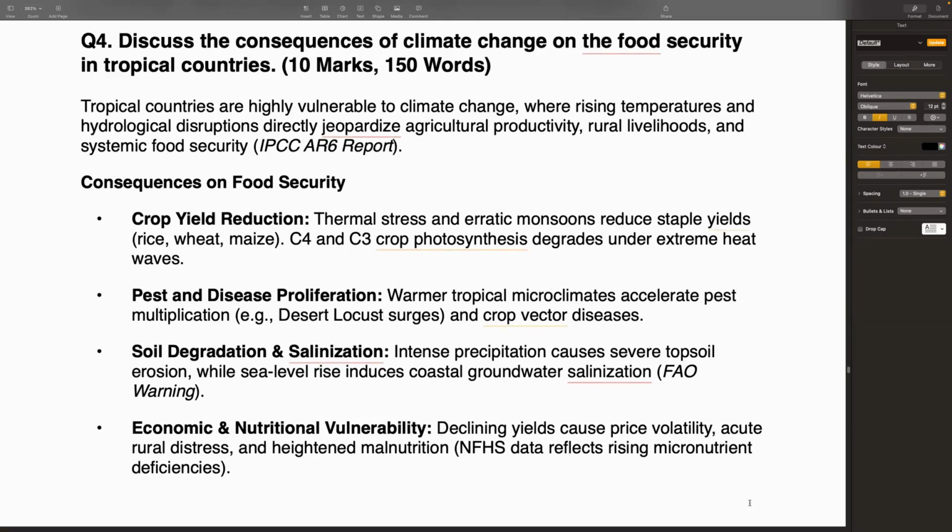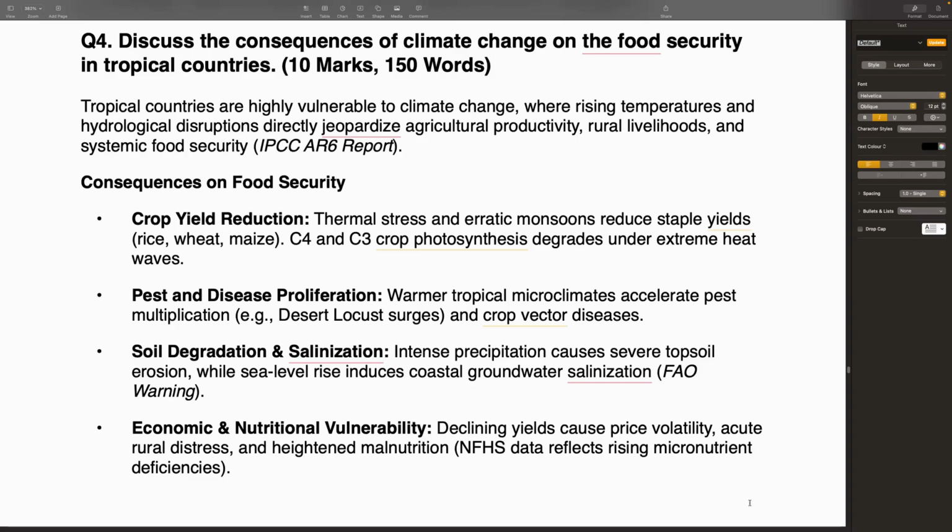Tropical countries are highly vulnerable to climate change, where rising temperatures and hydrological disruptions directly jeopardize agricultural productivity, rural livelihoods, and systemic food security. Consequences on food security: crop yield reduction, thermal stress, and erratic monsoons reduce staple yields of rice, wheat, and maize. C4 and C3 crop photosynthesis degrades under extreme heat waves.